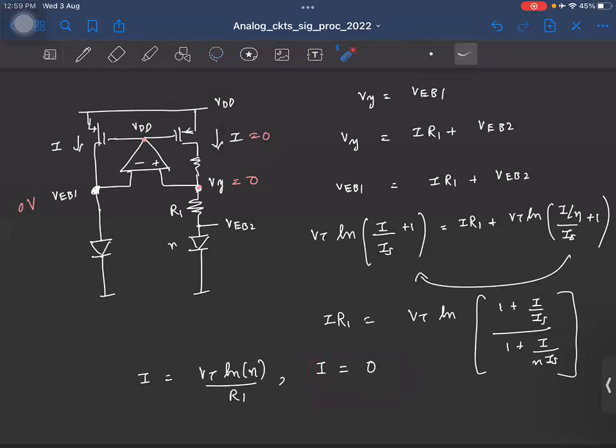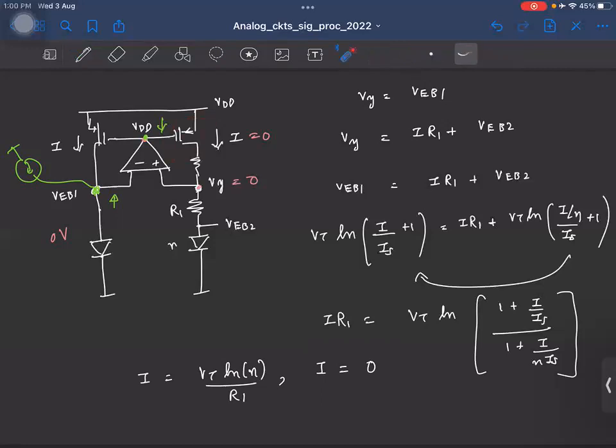Okay. But it turns out that this is not a very stable solution, because say I inject a small current at this node. What will happen to this voltage? It will increase, right? If this voltage increases, what will happen to the output of the op amp? It will decrease by a lot, right? If this decreases, can you comment on the current through this?